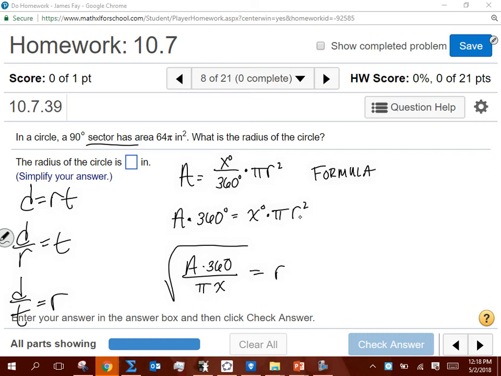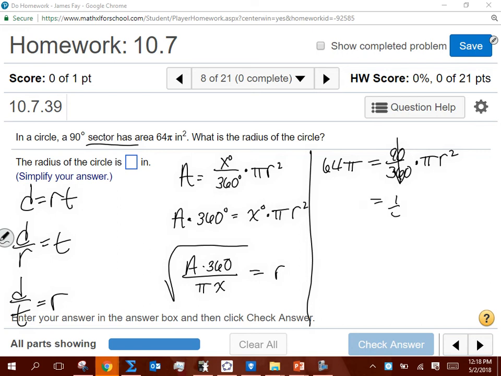Okay, so I'm going to backtrack here. I'll leave that there, because we're going to see in a moment if it gives me the same results that I'm interested in here. Our area, you said, was 64 pi, right? That is equal to, we said 90 over 360 times pi r squared. What's 90 divided by 360 give me? 1/4, so I have 1/4 pi r squared equals 64 pi. How can I get rid of this 1/4? Times everything by 4. So it gives me 256.